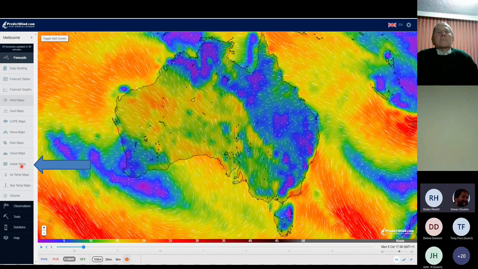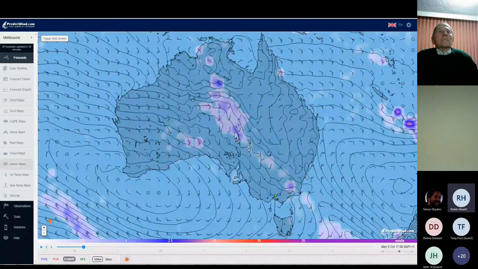And click again, we'll put the isobar map on top. I can't quite read it, Simon, that's the trouble. Yeah. So isobar, just click, do another click, and it'll put the isobar on top. And so there you can see the isobars and then the wind arrows. And then click again.